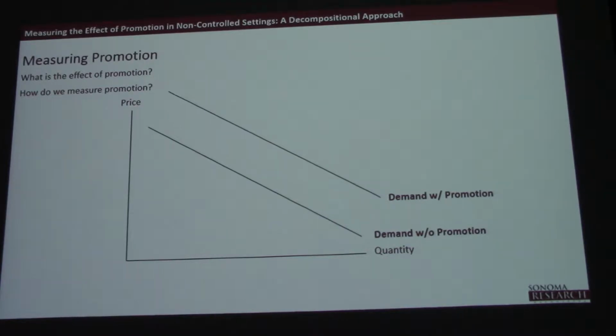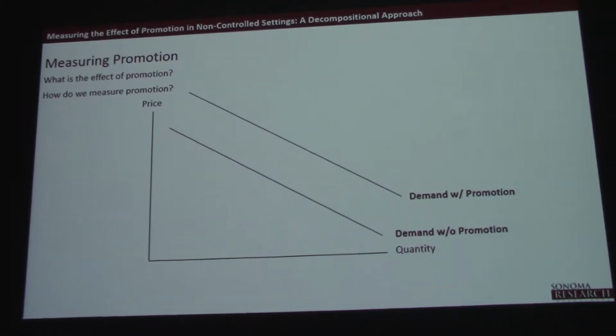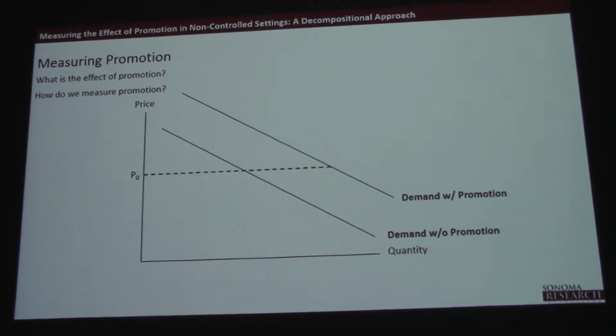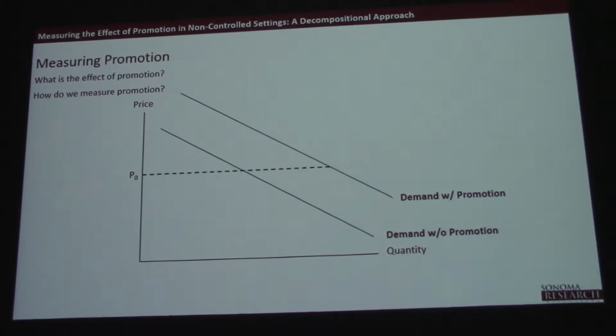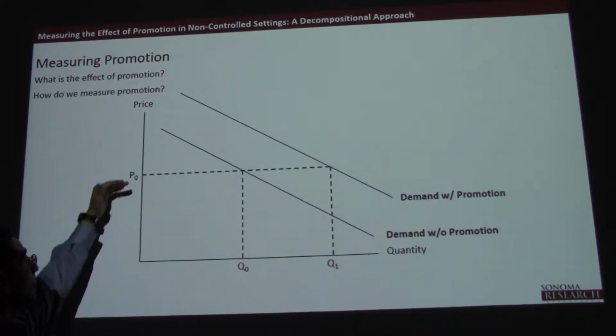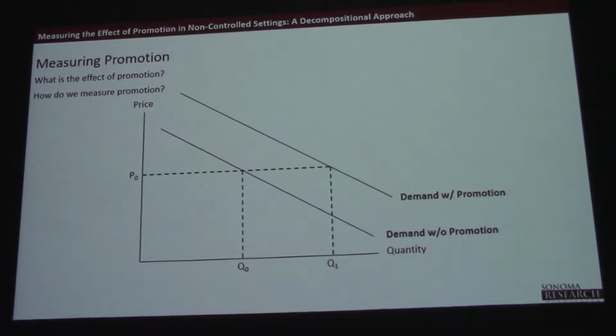It would be relatively easy to measure the effect of promotion if we lived in a static world. If everything was constant, everything was the same, we would be able to say, okay, at a specific price, we'd be able to measure the effects of promotion as just the horizontal distance between them. So we had a price, we sold Q0 units without promotion, we promoted this product, however, and we got certain measures of promotion in the data.